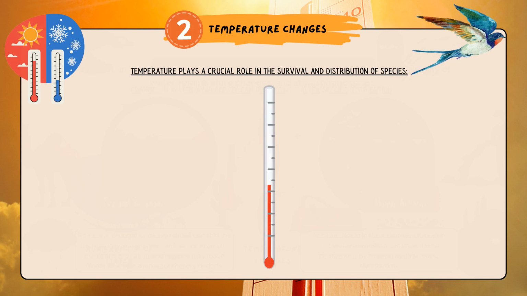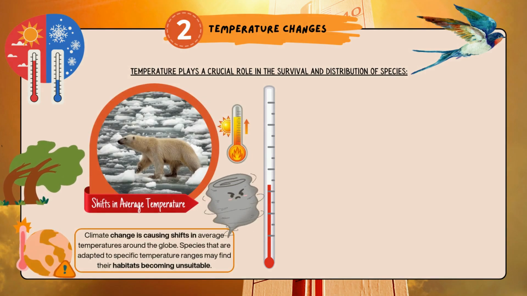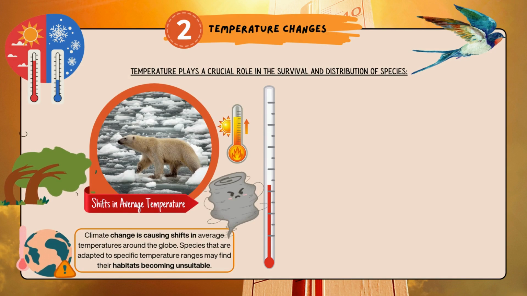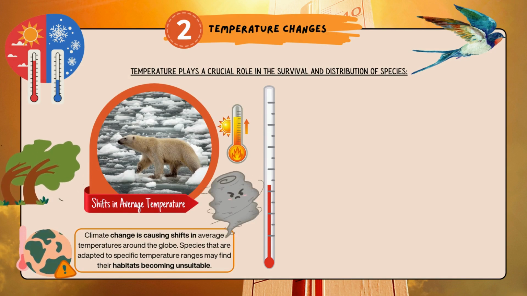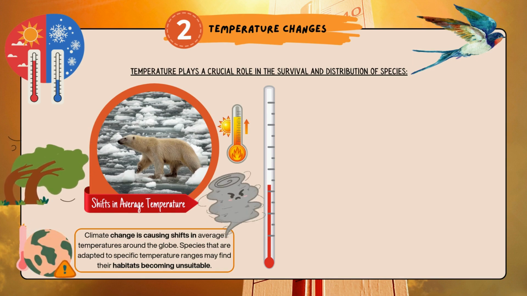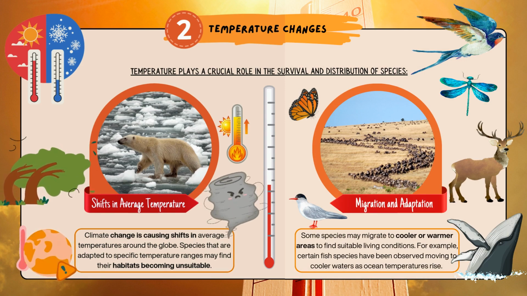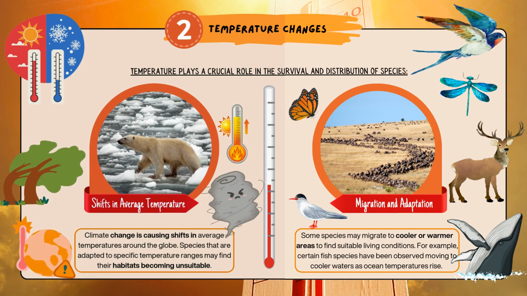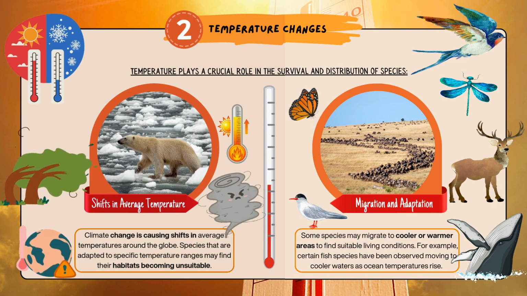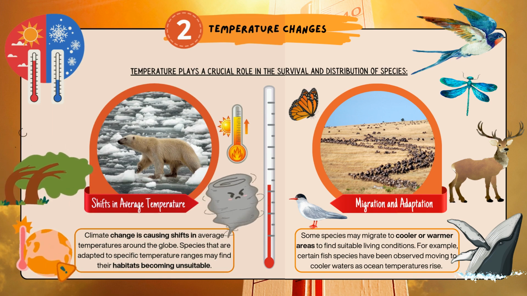Species are affected by shifts in average temperature. Climate change is causing shifts in average temperatures around the globe. Species that are adapted to specific temperature ranges may find their habitats becoming unsuitable. Migration and adaptation. Some species may migrate to cooler or warmer areas to find suitable living conditions. For example, certain fish species have been observed moving to cooler waters as ocean temperatures rise.